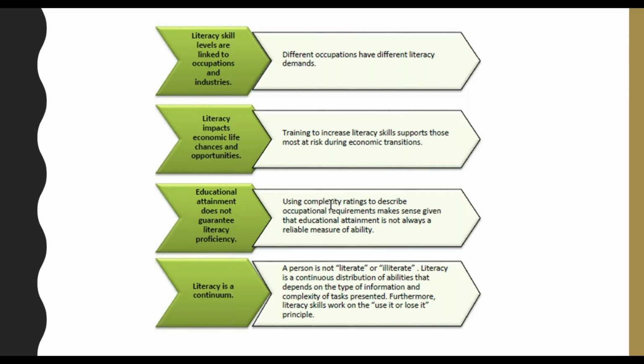So just to give you an overview of some of the key points around the essential skills, literacy skill levels are linked to occupations and industries, and different occupations have different literacy demands. Literacy impacts economic life chances and opportunities, and training to increase literacy skills supports those most at risk during economic transitions. Why? Because when the economy takes a downturn and people lose their jobs, they need to have those transferable skills, those foundational skills, to be able to learn new skills or apply and transfer those skills to new jobs.